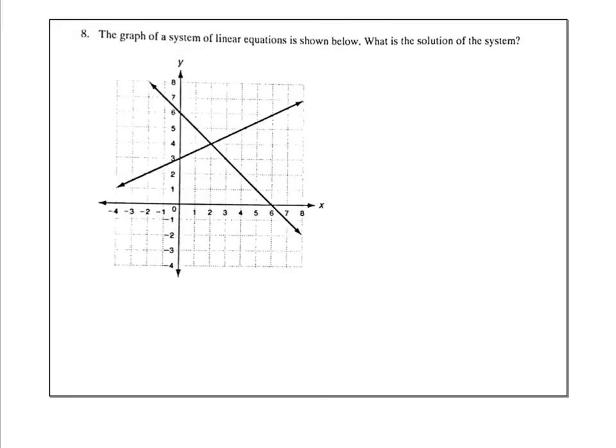Number 8, they give us a graph and we're asked to find the solution. Well, if we have two lines, the solution is the point of intersection. So for that one, it would be right here. So all we need to do is label that point, and that is the point of 2 on the x and 4 on the y. So the solution would be 2, 4.